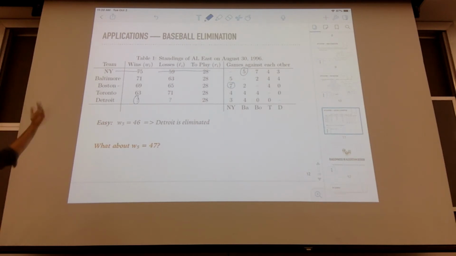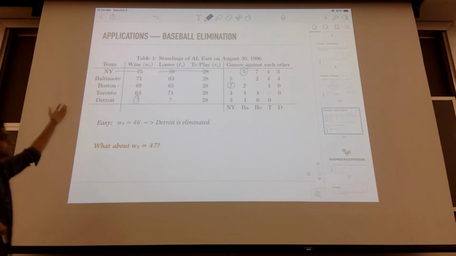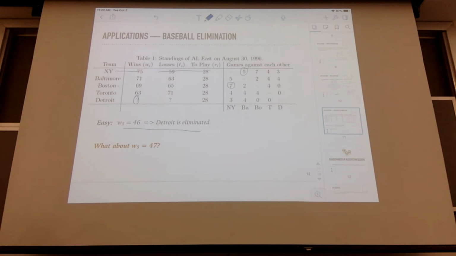Okay, so in some sense, it's eliminated from being the winner. But this is a trivial scenario. You can ask, okay, what if W5 is 47? Can they still tie with the top? In this case, 47 plus 28, which is the number of games left for them to play, you might end up being 75.